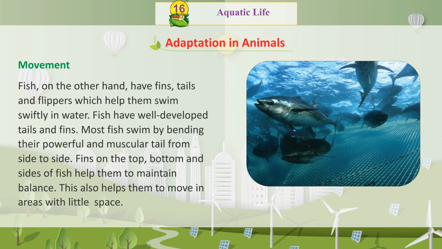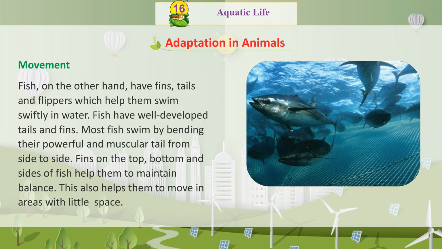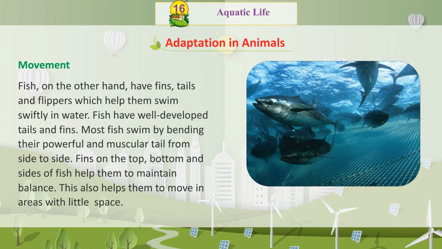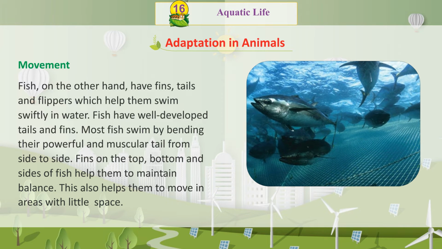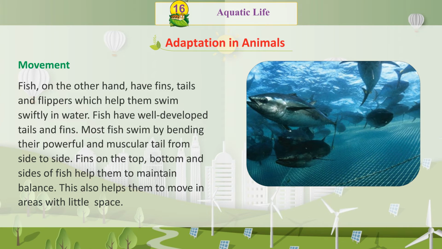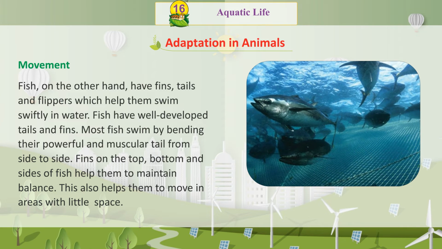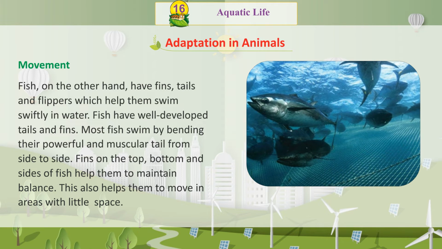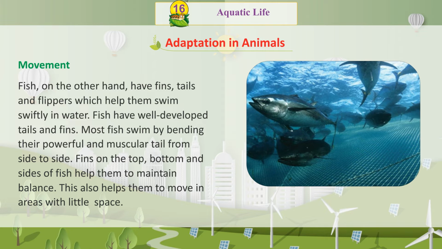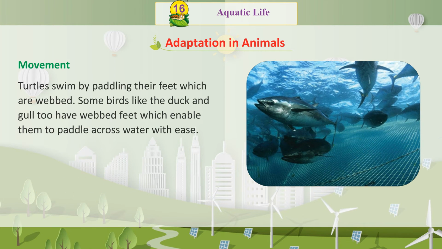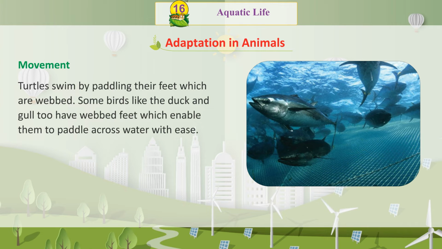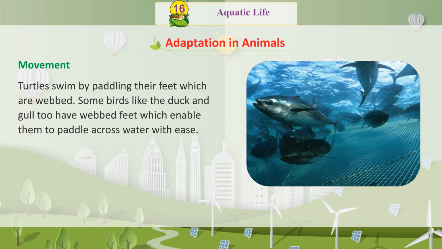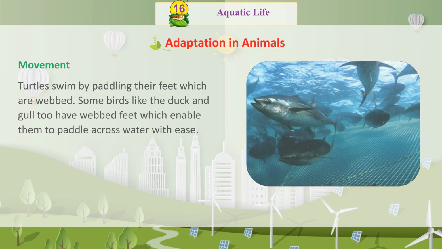Fish, on the other hand, have fins, tails, and flippers, which help them swim swiftly in water. Fish have well-developed tails and fins. Most fish swim by bending their powerful and muscular tail from side to side. Fins on the top, bottom, and sides of the fish help them to maintain balance. This also helps them to move in areas with little space. Turtles swim by paddling their feet, which are webbed. Some birds like the duck and gull too have webbed feet, which enable them to paddle across water with ease.